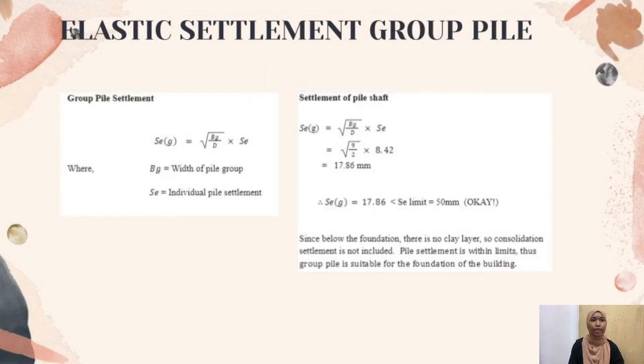Next, the group pile settlement is expressed as given, where BG is the width of the pile group and Se is the individual pile settlement. Also, taking borehole 4 at a depth of 20 meters as an example of calculation, we obtain a settlement of 17.86 mm. Since there is no clay layer below the foundation, consolidation settlement is not included. Pile settlement is within the limits, thus the group pile is suitable for the foundation of the building.